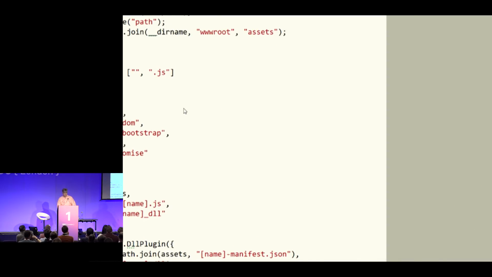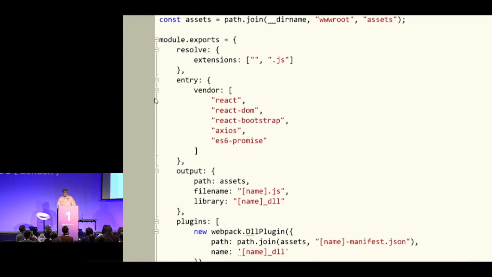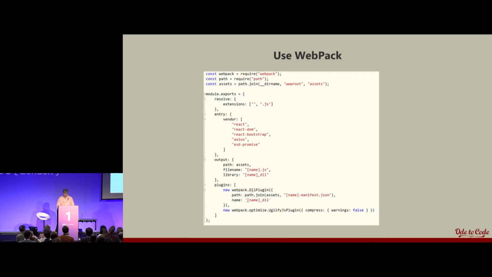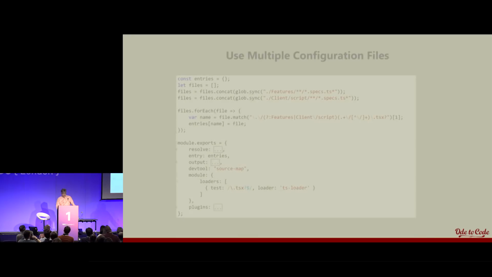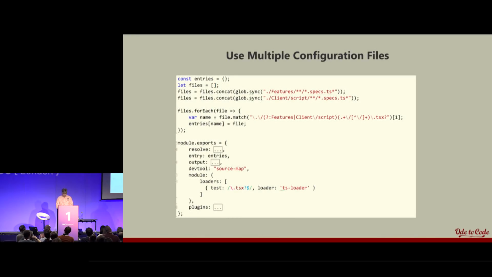This would be an example of a Webpack configuration file in a project that's building my vendor.js file. So it's taking all the React modules, React DOM, React Bootstrap, Axios, and ES6 Promise Polyfill, taking all that stuff and outputting it, bundled up into a file called vendor.js. That would be an example of a simple Webpack config file. But what I have found useful with Webpack is using multiple configuration files and using them for different scenarios.